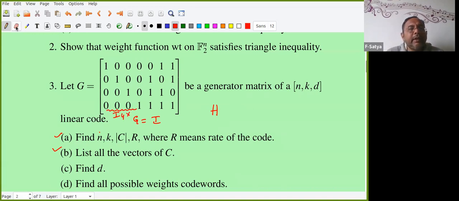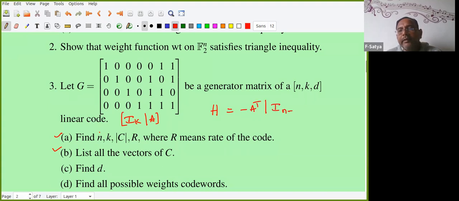When the matrix is in this form, first identity and then the rest, that is called systematic form. So it is of the form I_K, where K is 4, so I4 of size 4 cross 4, and matrix A. Then H becomes minus A transpose, I_(n minus K).